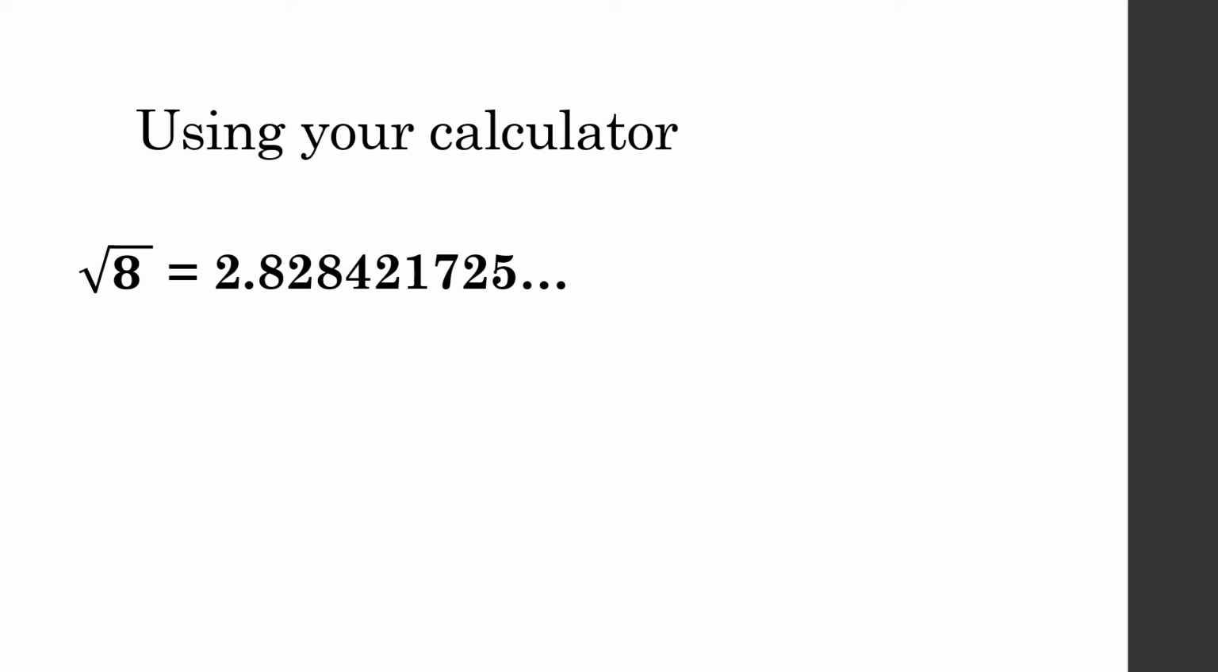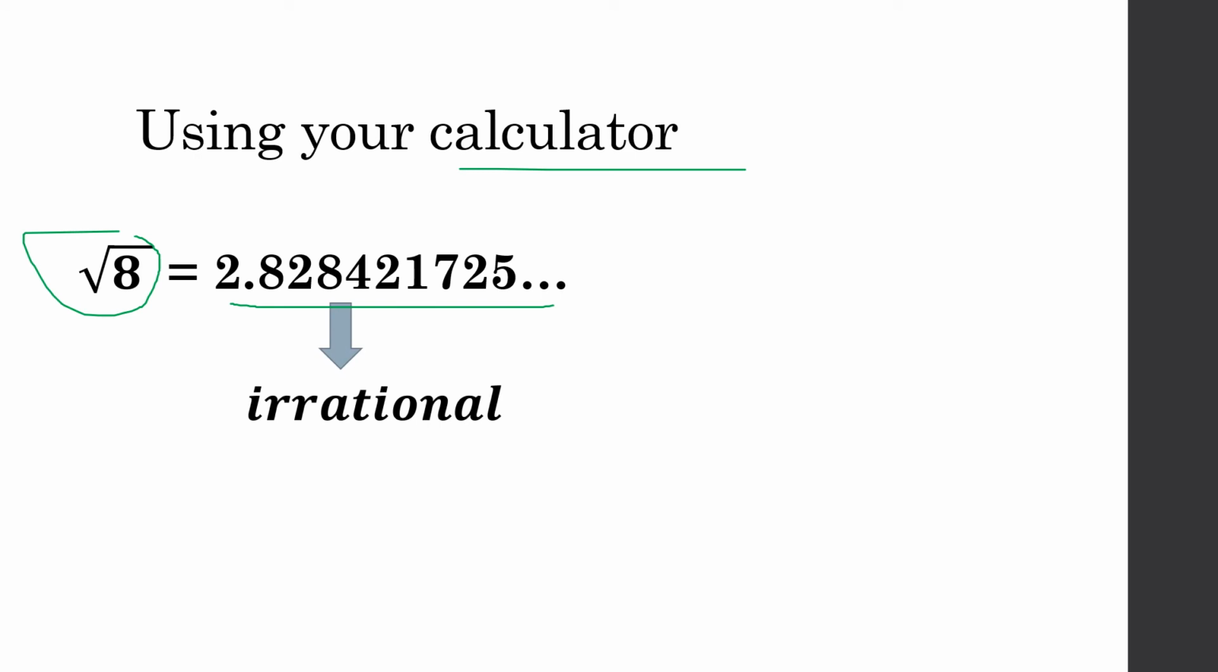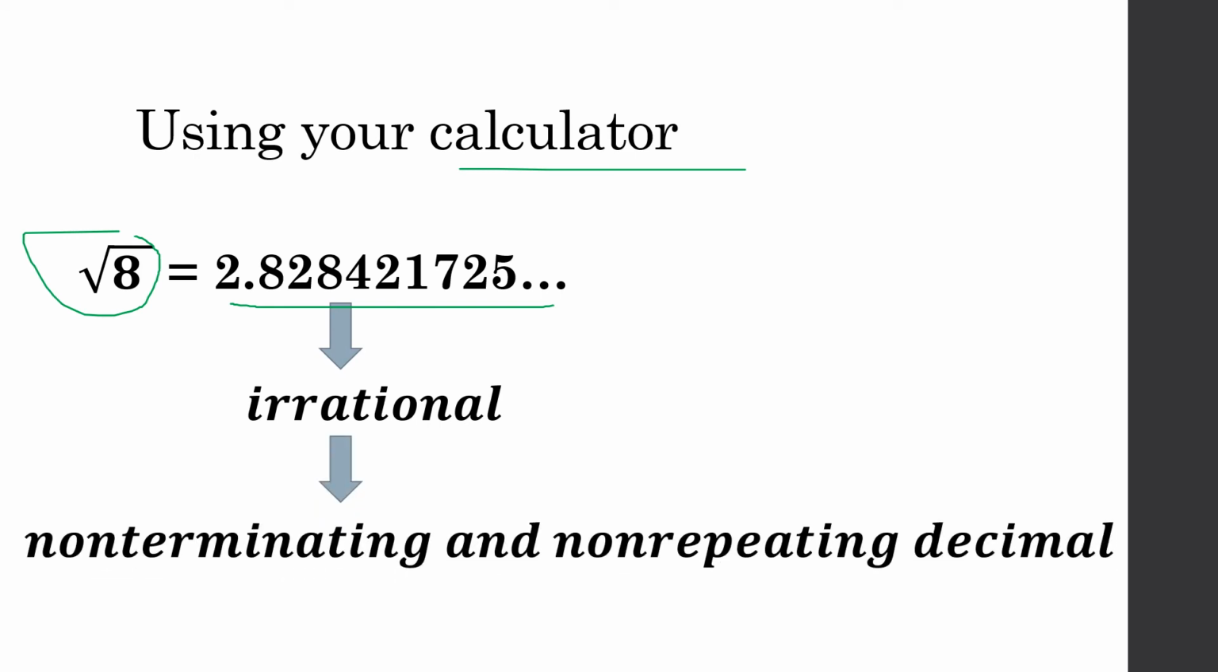We know that square root of 8 will give us an irrational number because 8 is not a perfect square. If you're going to use your calculator, you will get 2.828421725 and so on, which is an irrational number. Because when we say irrational, those are non-terminating and non-repeating decimals. Non-terminating means unending, so it doesn't have an end. It's unending.